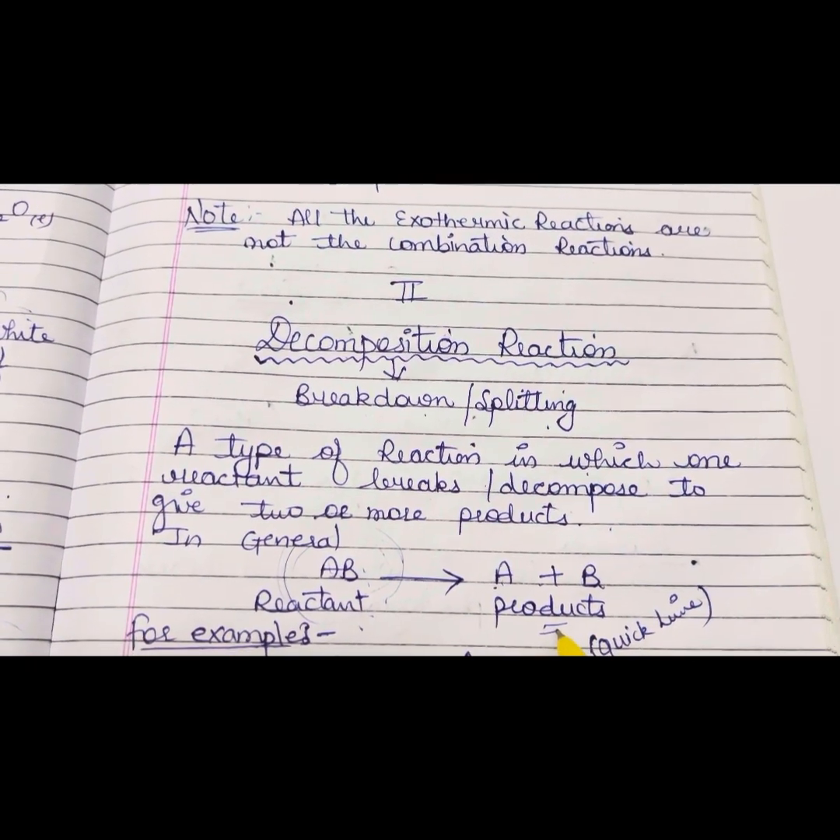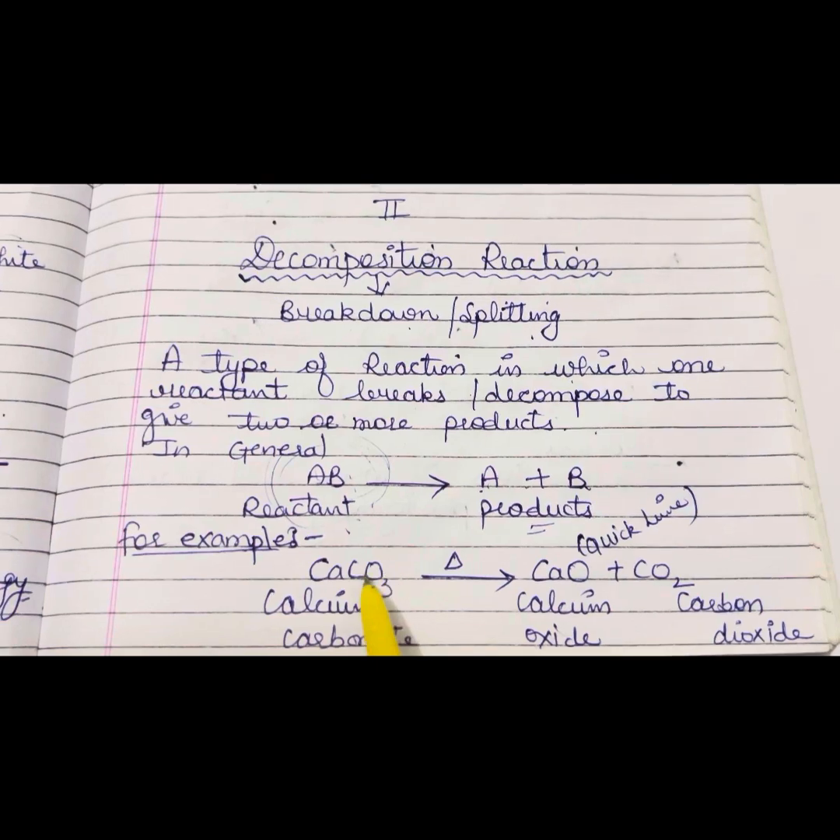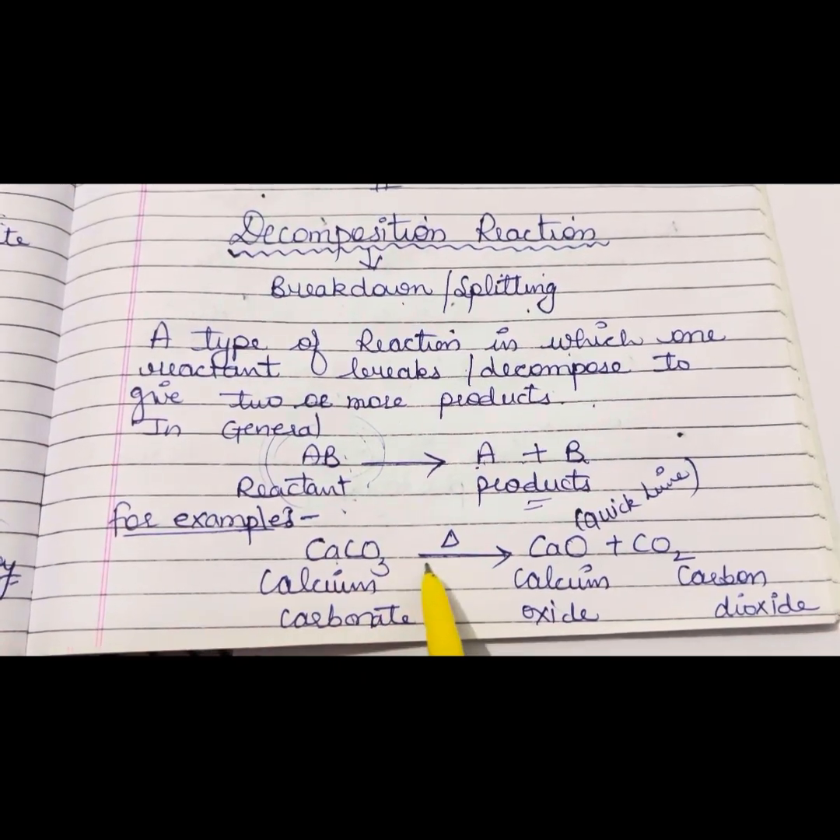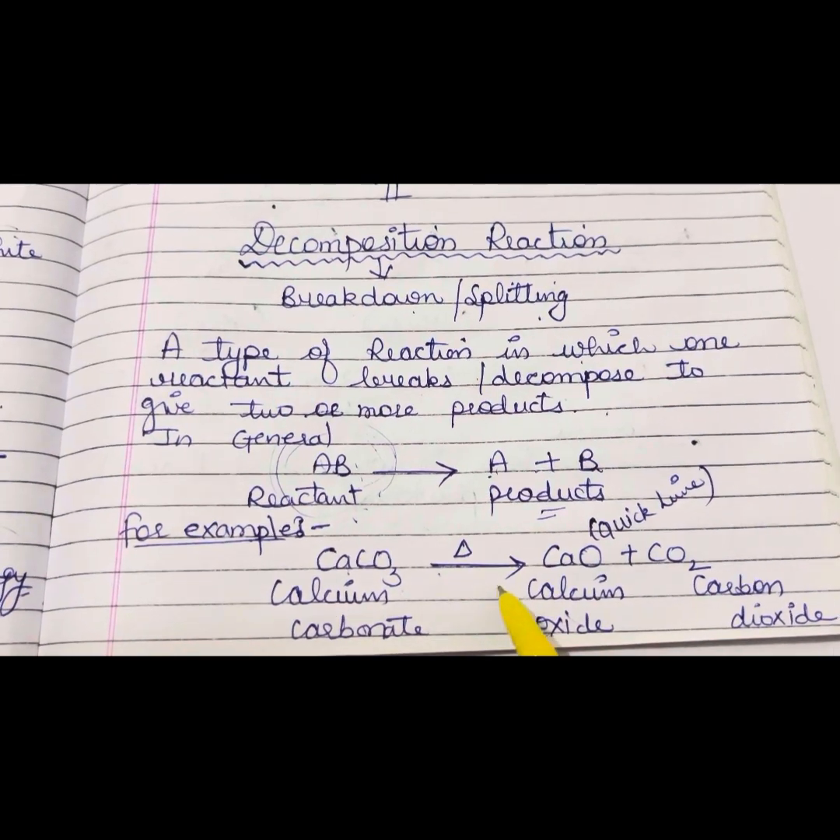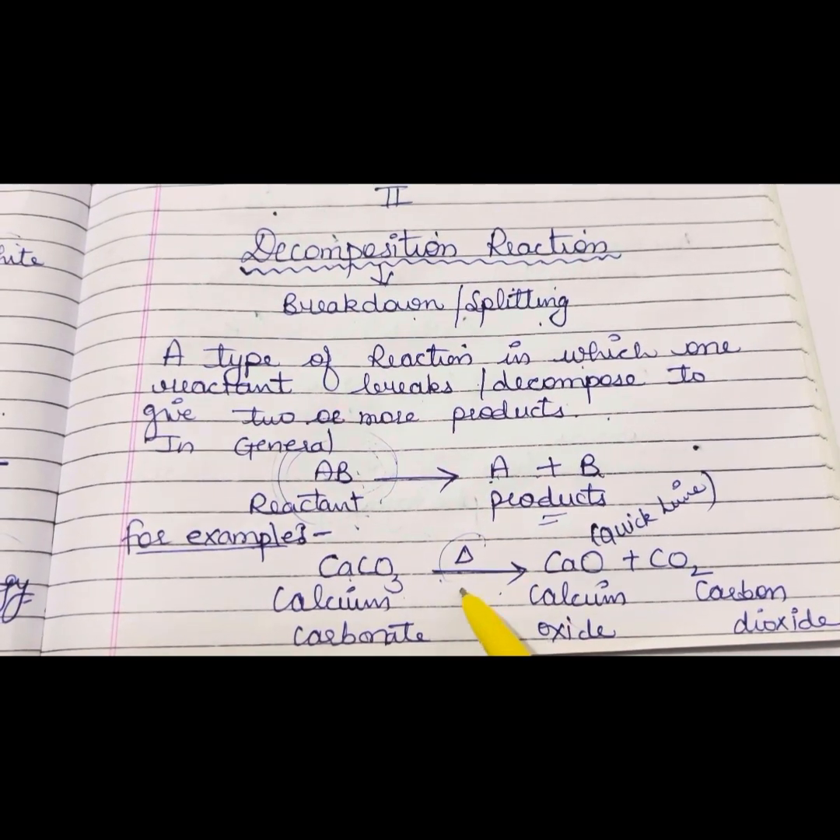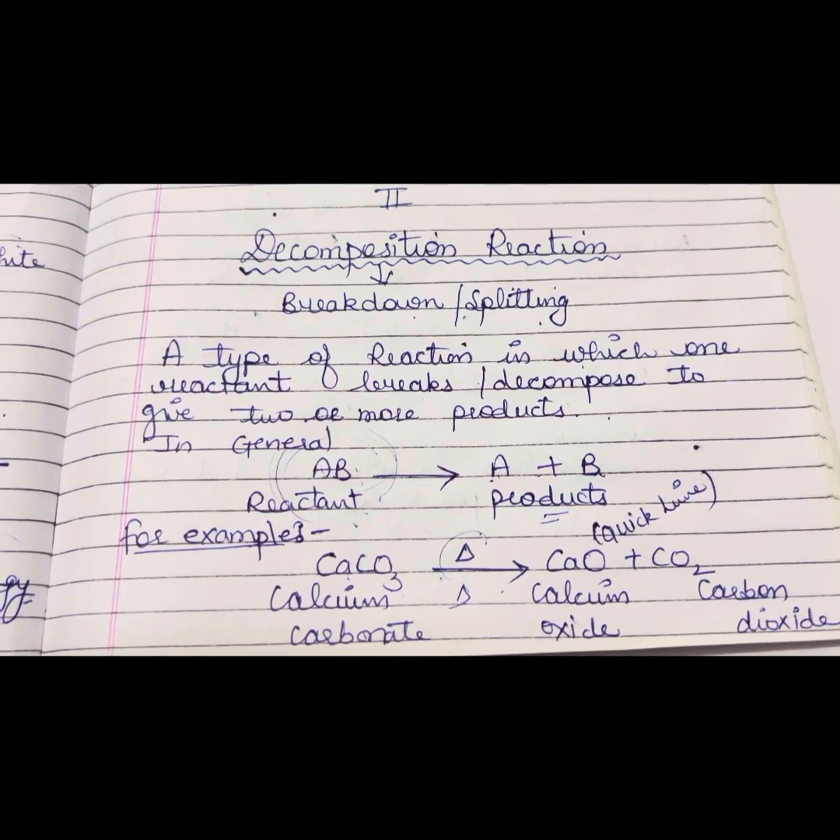For example, we take the example of calcium carbonate. Calcium carbonate means white marble. When we heat it, this is the symbol for heat, delta. This is known as delta, a triangle.